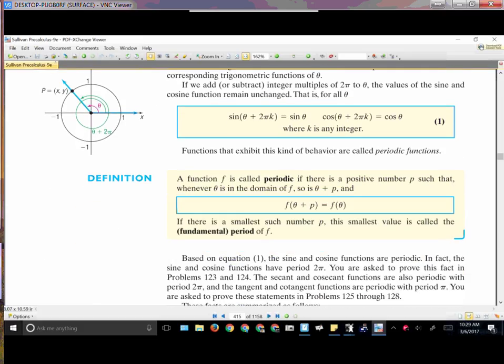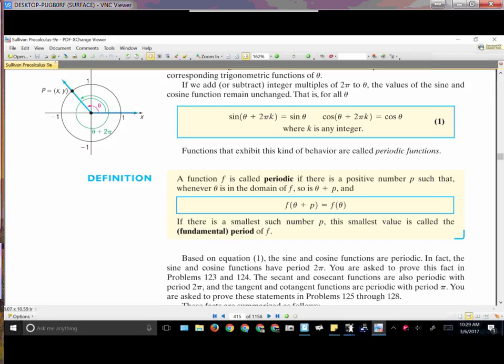So when we look at this, we got sine plus 2 pi k. Sine has a period of 2 pi. It repeats every 2 pi. Now, how can we determine if something is periodic?